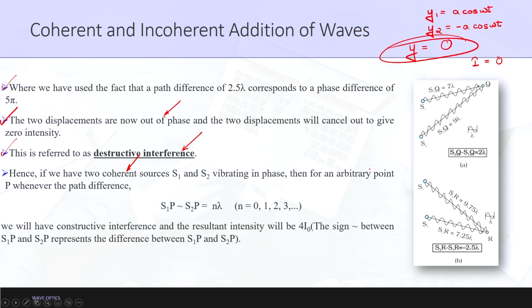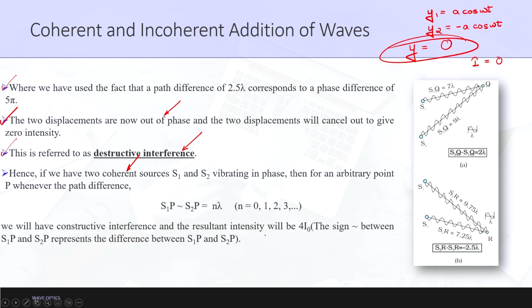Then for an arbitrary point P, wherever the path difference, that is S1P minus S2P, is n lambda, that is always a multiple of lambda. Let us suppose n lambda, 2 lambda, 3 lambda, and so on. As in this figure also, it was a multiple of n lambda, where n was 2 here. Hence, a constructive interference example was being performed, and therefore we have constructive interference, and the resultant intensity will be nothing but 4 I naught.